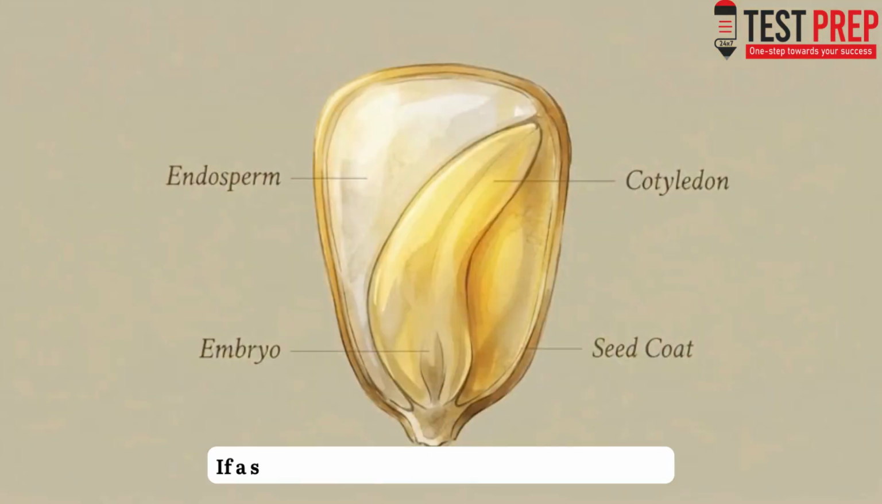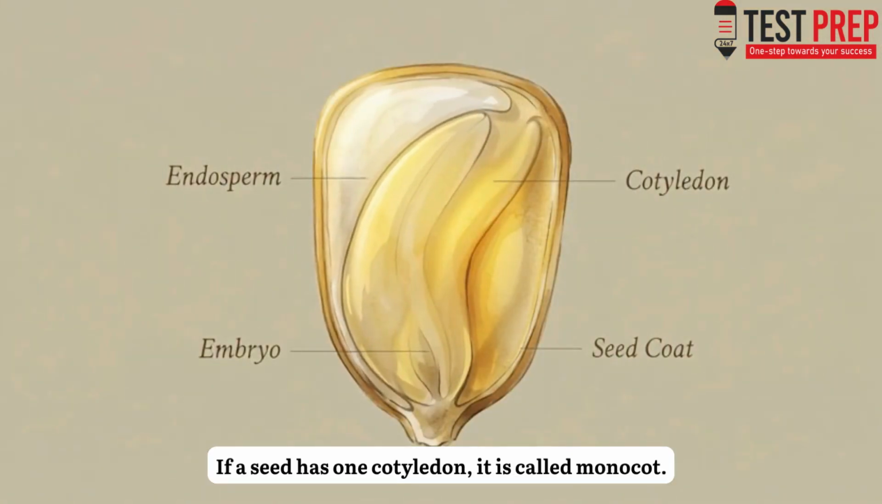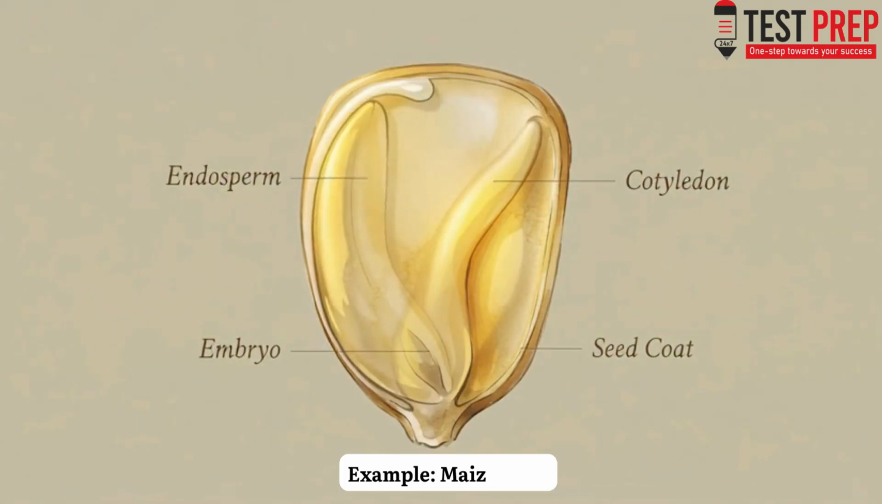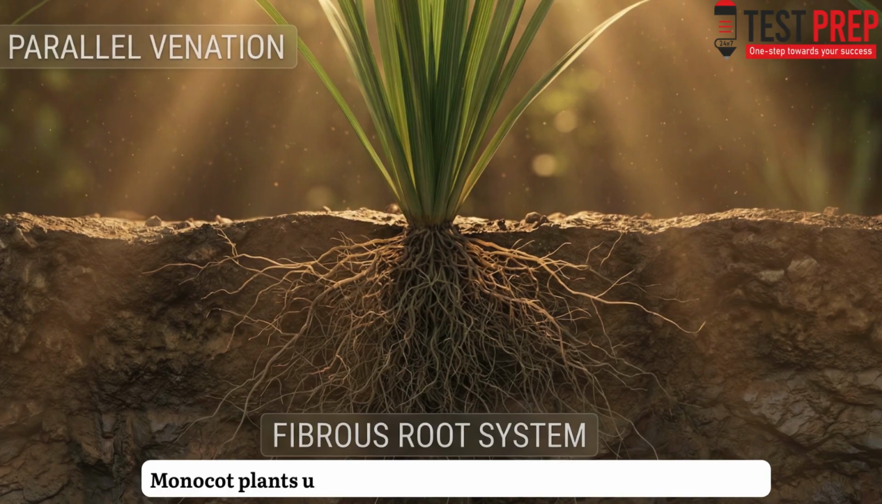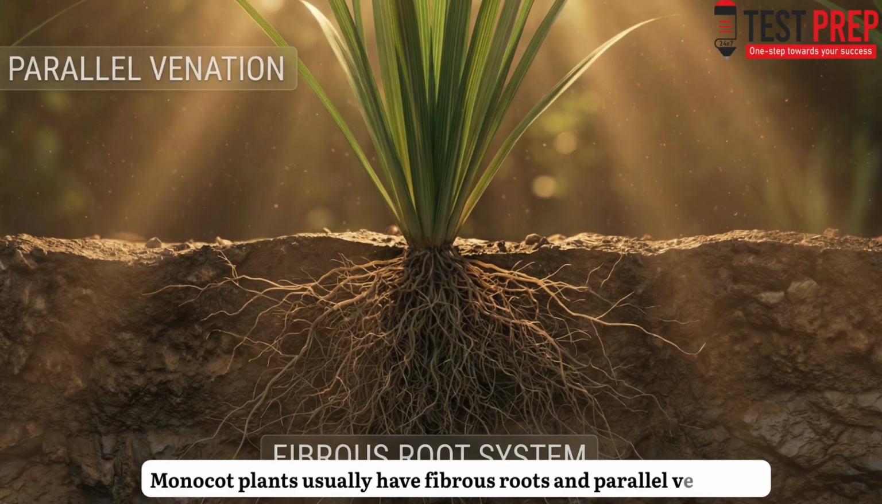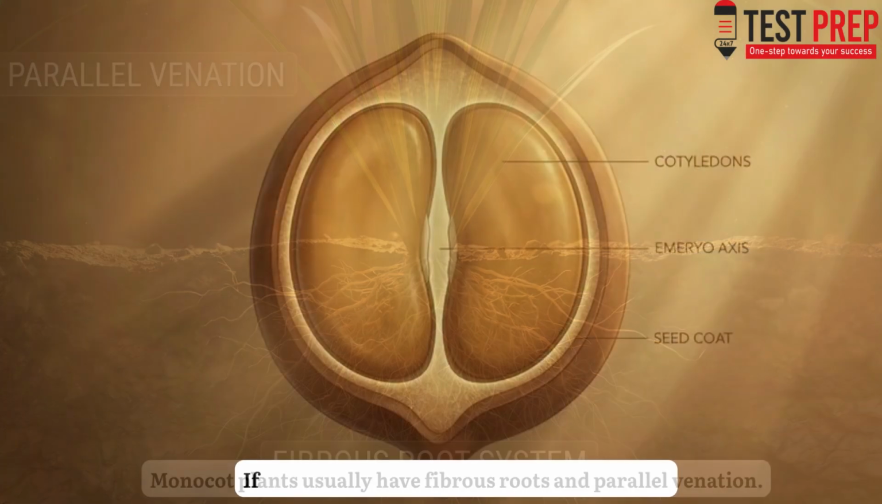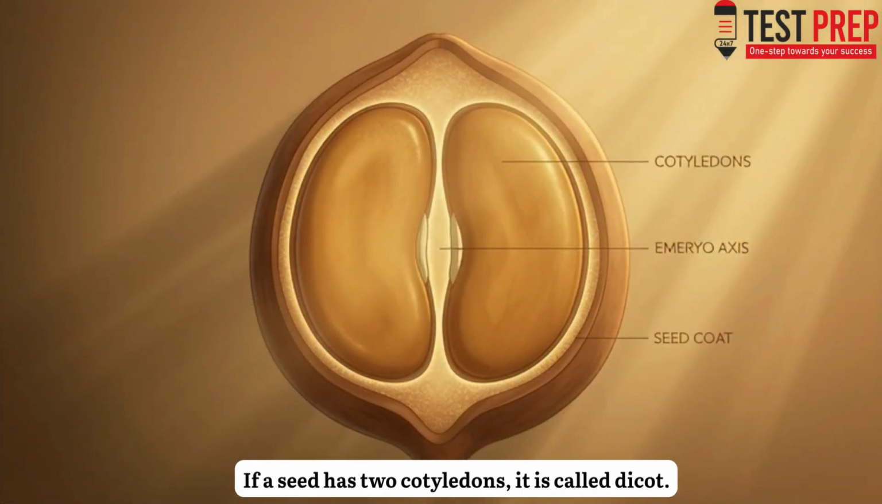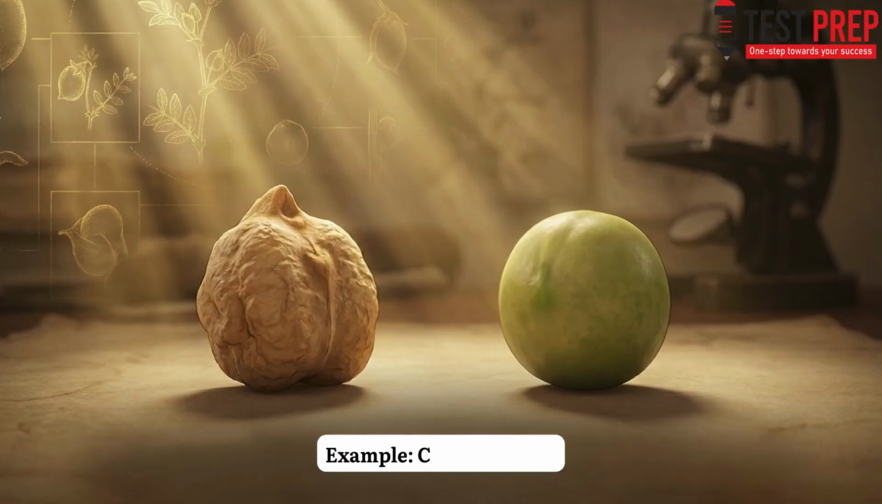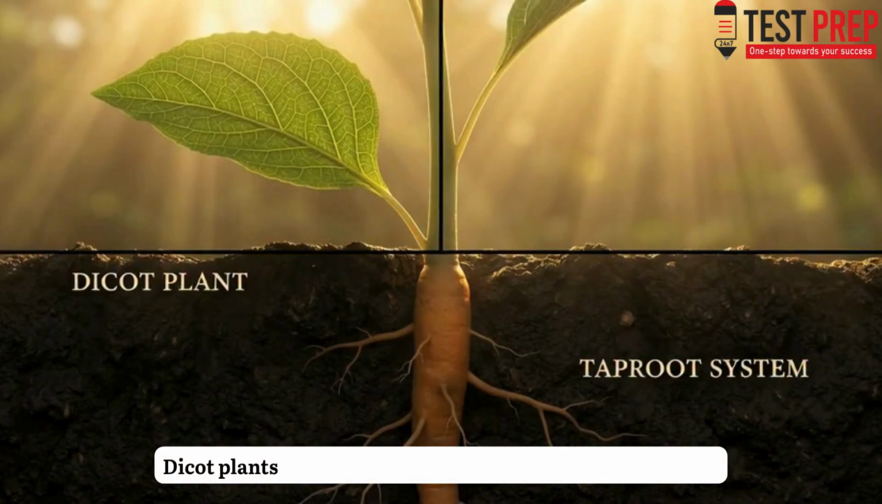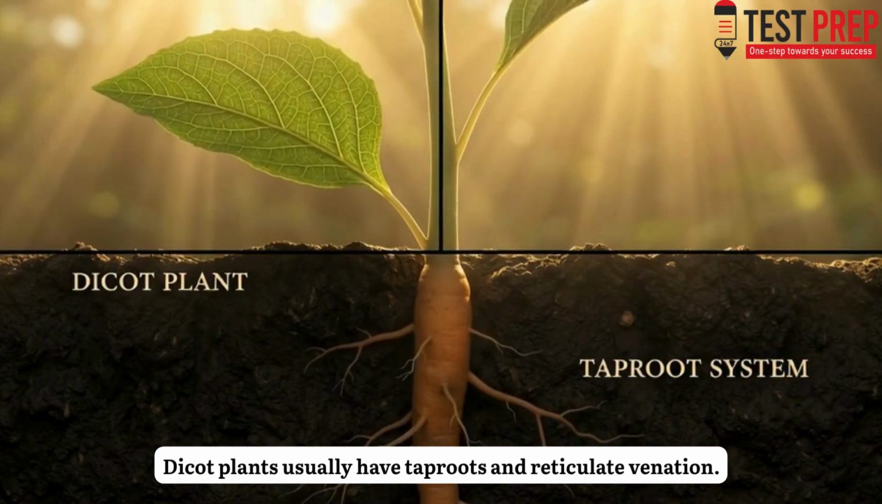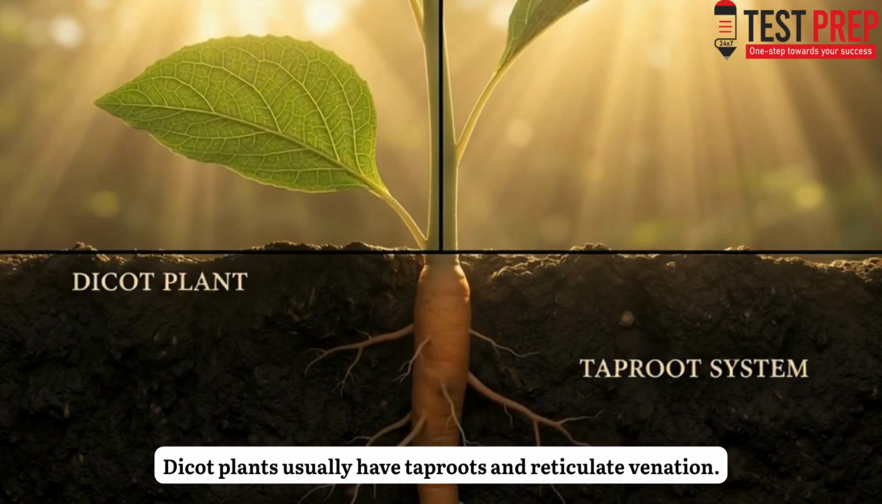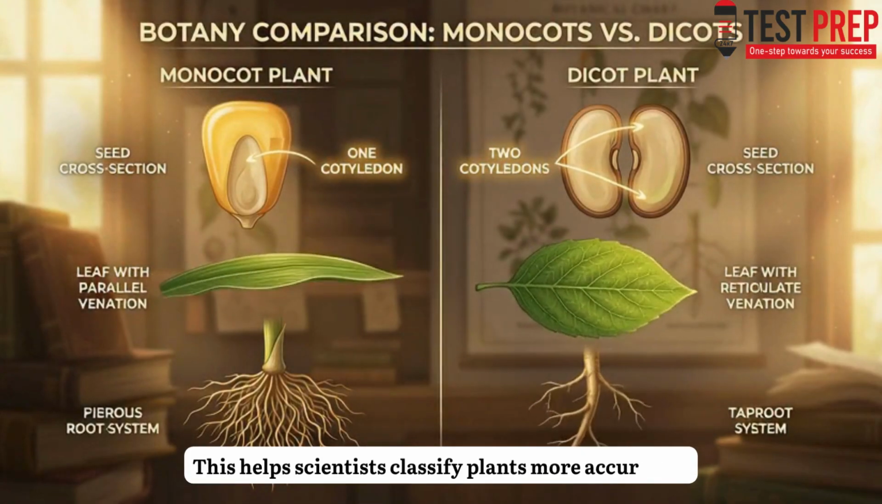If a seed has one cotyledon, it is called a monocot. Example, maize, rice. Monocot plants usually have fibrous roots and parallel venation. If a seed has two cotyledons, it is called a dicot. Example, chickpea, pea. Dicot plants usually have taproots and reticulate venation. This helps scientists classify plants more accurately.